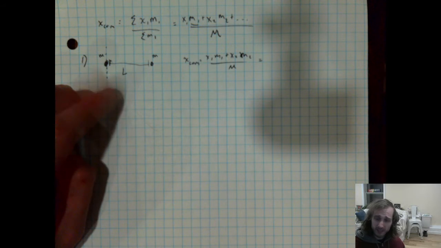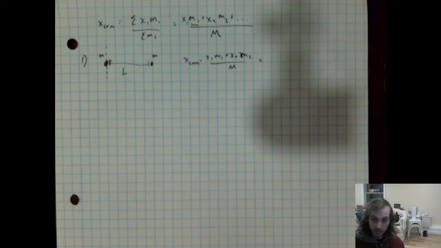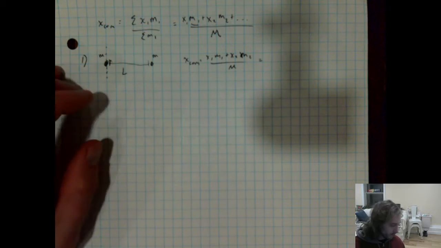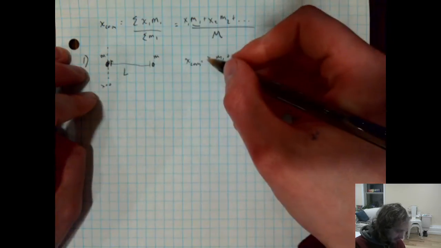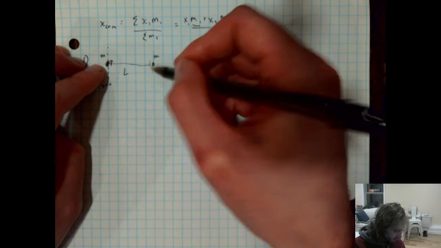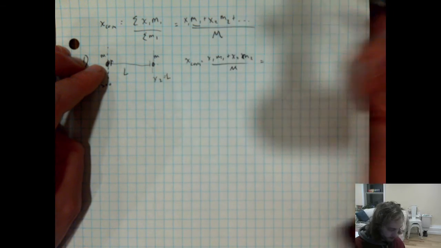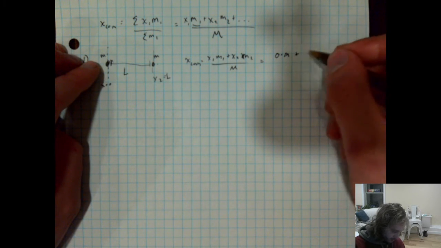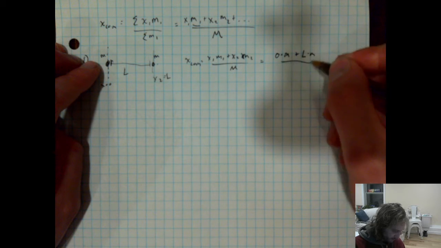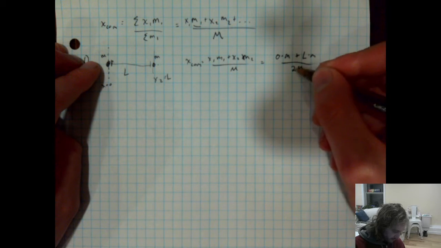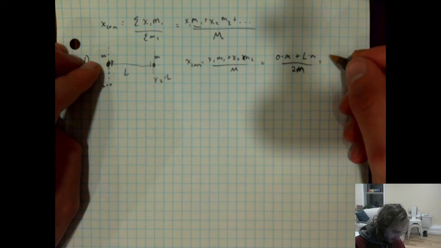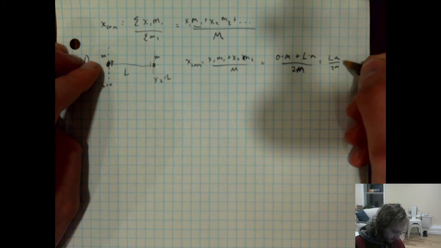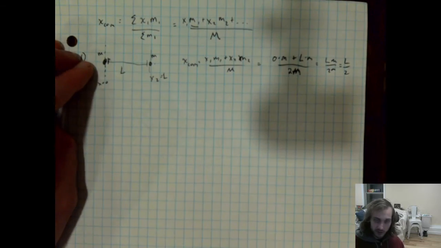And when we get to a slightly more in-depth example, I'll show you that you can put it anywhere and get the same answer. So to start with, we're going to put it here. Now that means that if this is x equals 0, then x1 will be 0, and x2 will be L. So x1 will be 0 times our mass of m plus L times our mass of m, divided by our combined mass of 2m, which gives us Lm over 2m. So halfway along is our center of mass because they're the same mass as each other.